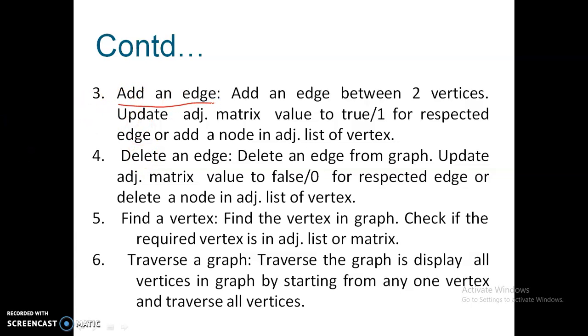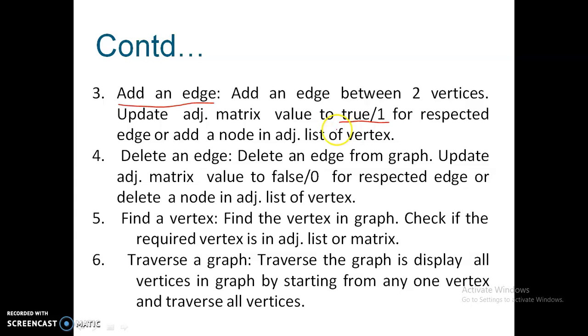Adding an edge means we already have the vertices, and we need to add one edge between two vertices. For the adjacency matrix, if there is no edge already, the value is 0. Now we need to change that value to 1. Through the program we can find out whether there is an edge. If the value is 0, there is no edge. If the value is 1, there is an edge.